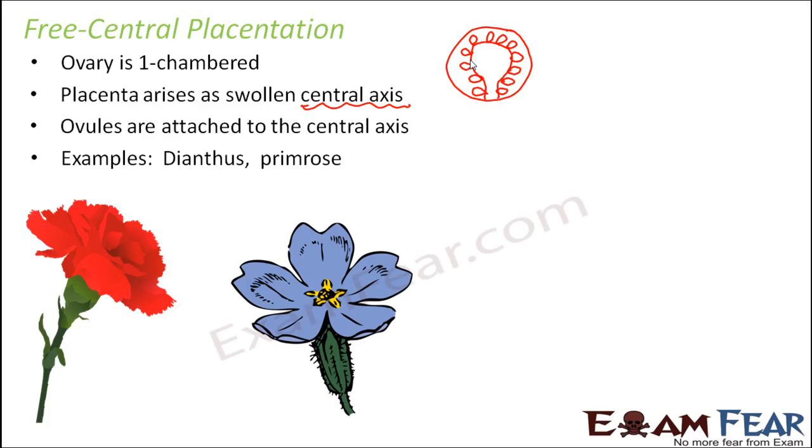The fourth type was basal, where one single ovule is present at the base of the ovary. And free central placentation, where the ovules are formed on a central axis such that the ovules do not touch the walls of the ovary. So it will not touch the walls, but it will remain connected to the central swollen axis.